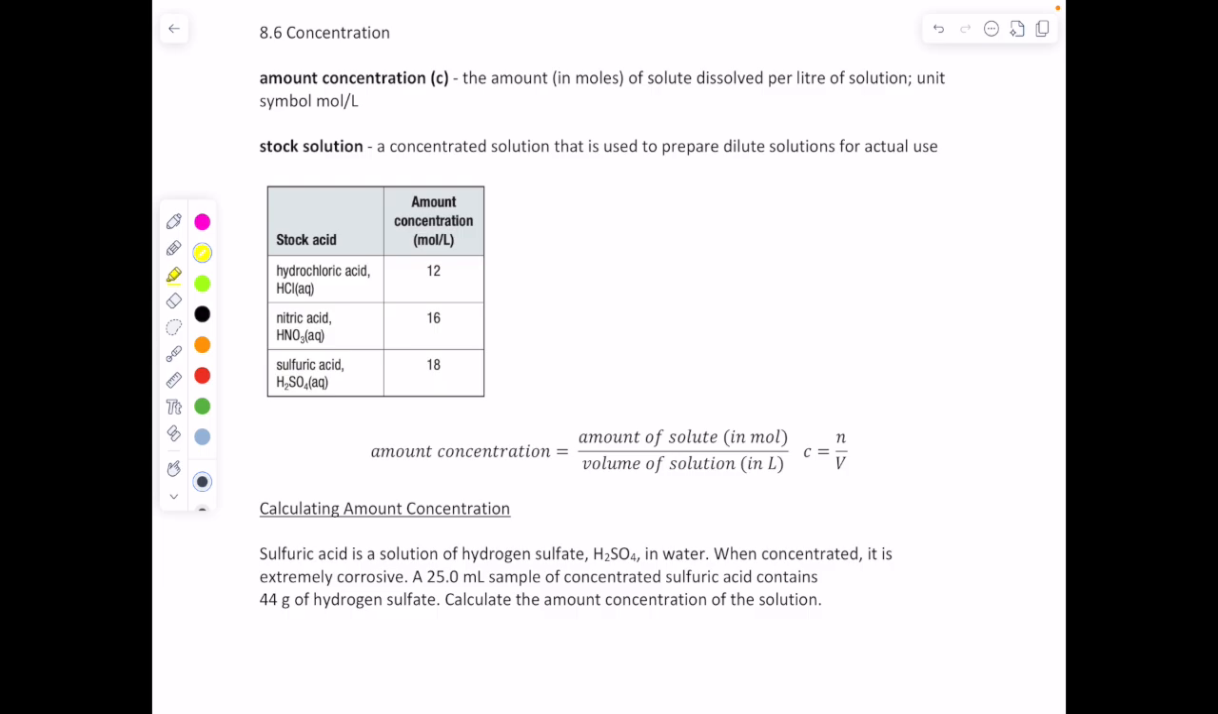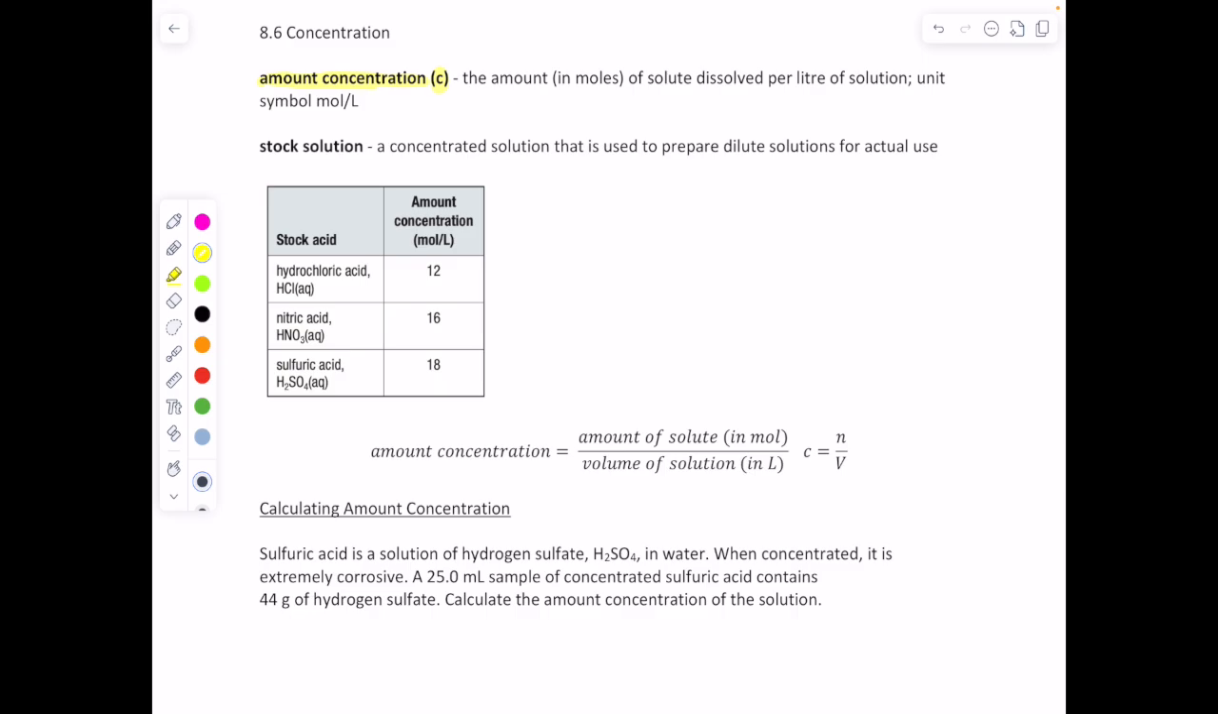Section 8.6, Concentration. The amount concentration is given the symbol lowercase c. It's equal to the amount in moles of solute dissolved per liter of solution, and the unit symbol is moles per liter. A stock solution is a concentrated solution that is used to prepare dilute solutions for actual use.